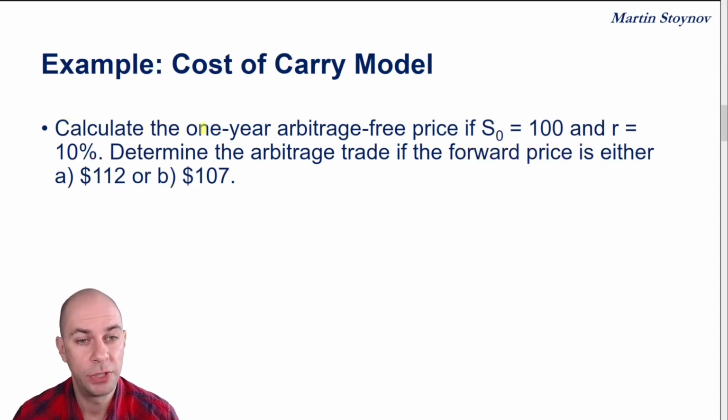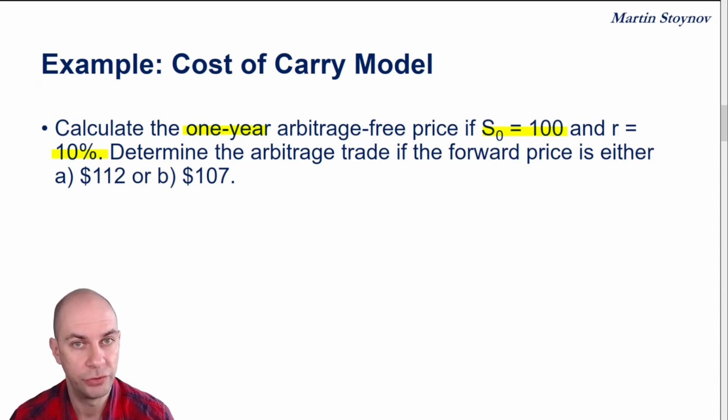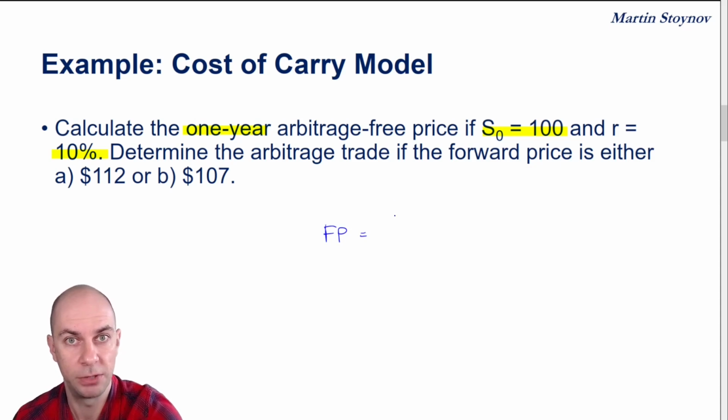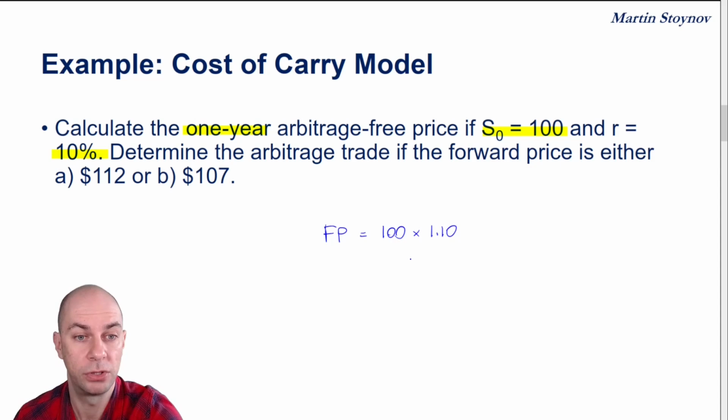Let's first calculate the 1-year arbitrage-free price, assuming that the spot price is 100 and the risk-free rate is 10%. Once we've determined that, we will then see if there is an arbitrage trade given a forward price of either A, 112, or B, 107. Well, first of all, let's use our basic cost of carry model, which states that we have to take the spot price today, which is 100, compound it at 1 plus the risk-free rate, which is our opportunity cost, to the power of time to maturity, which in this case is 1 year.